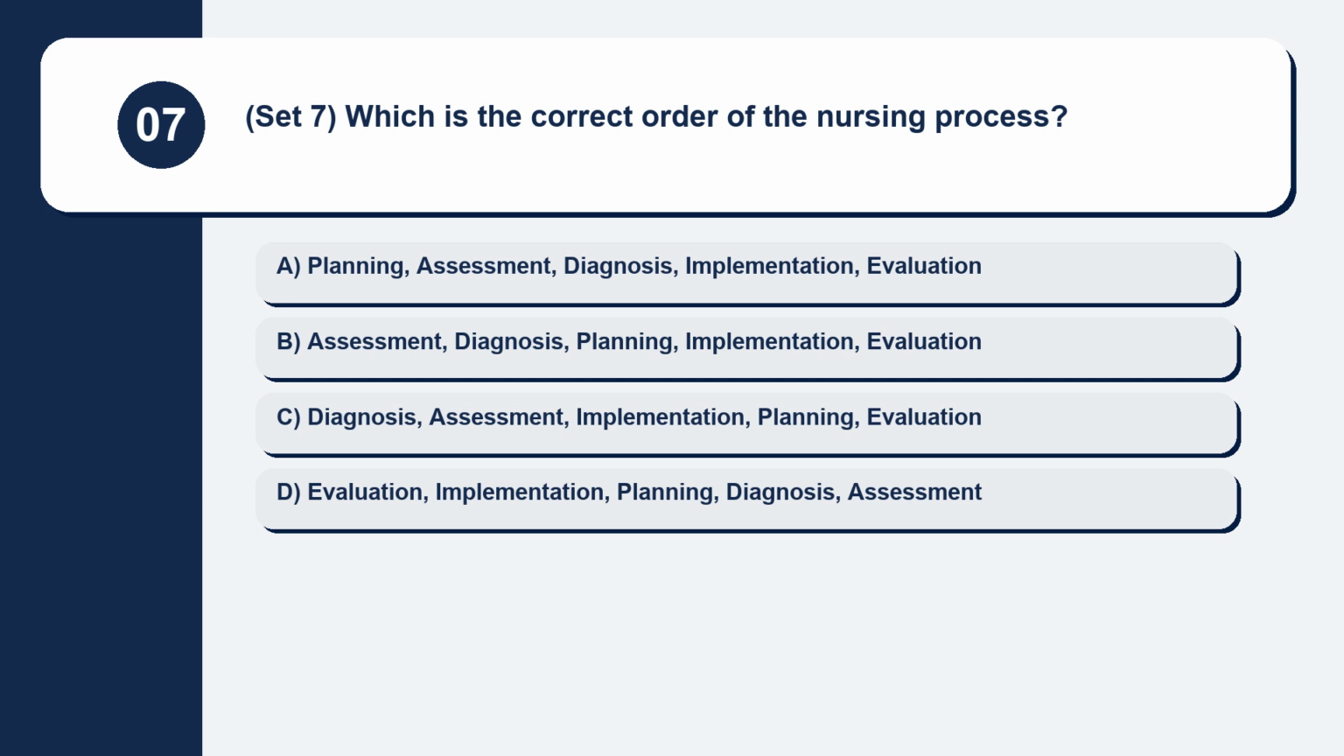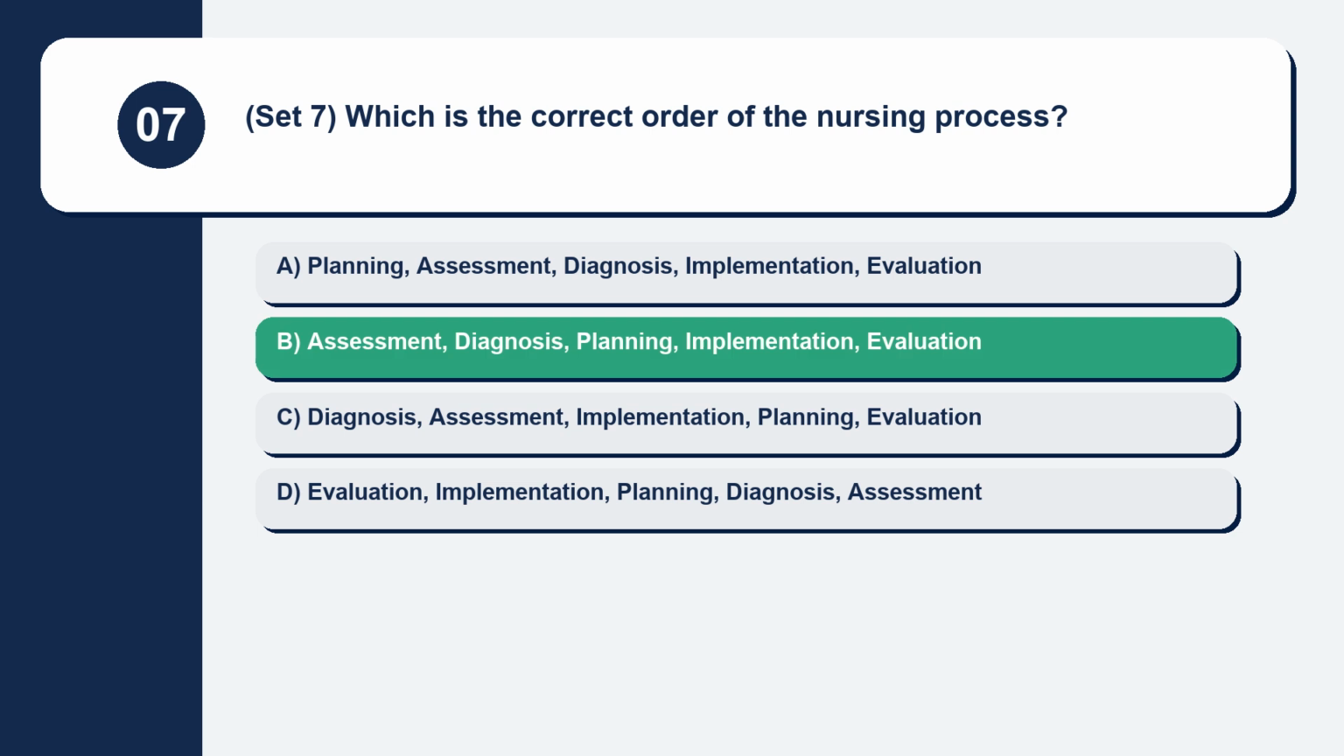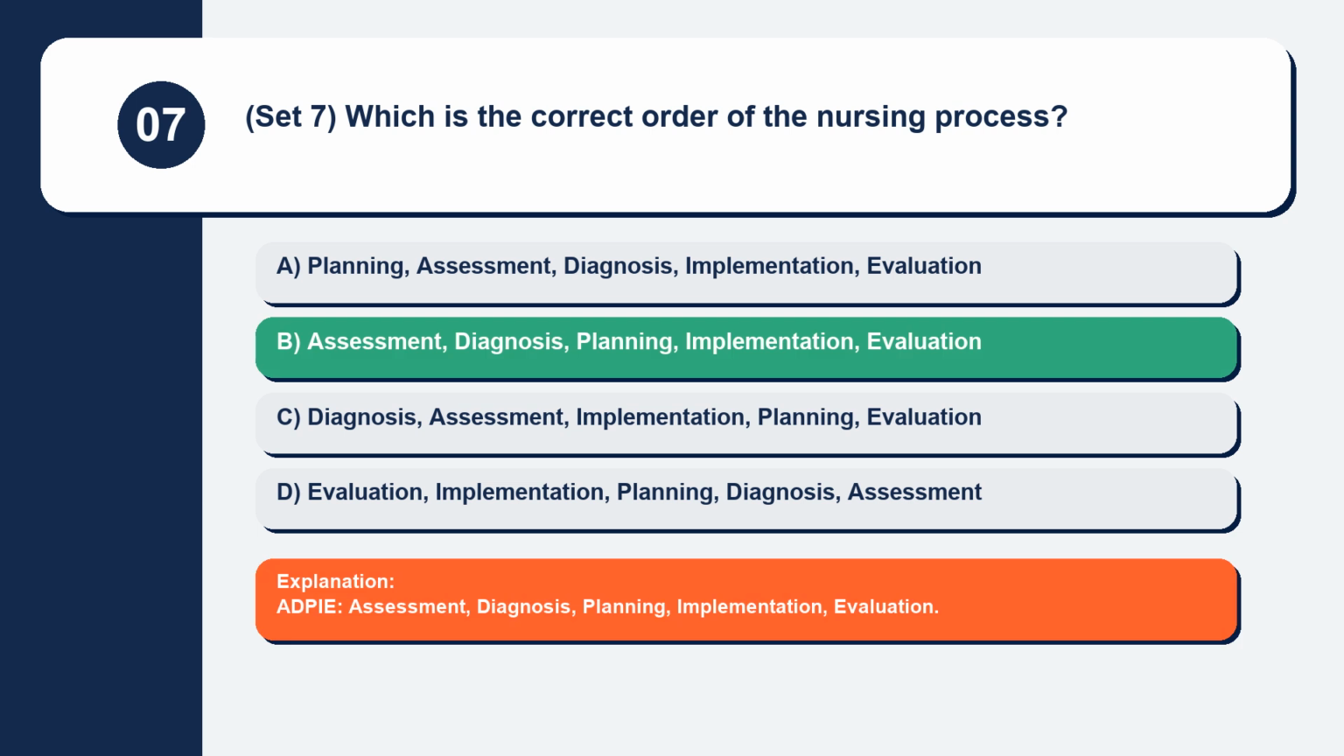Question 7. Set 7. Which is the correct order of the nursing process? Planning, assessment, diagnosis, implementation, evaluation. Assessment, diagnosis, planning, implementation, evaluation. Diagnosis, assessment, implementation, planning, evaluation. Evaluation, implementation, planning, diagnosis, assessment. ADPIE: assessment, diagnosis, planning, implementation, evaluation.